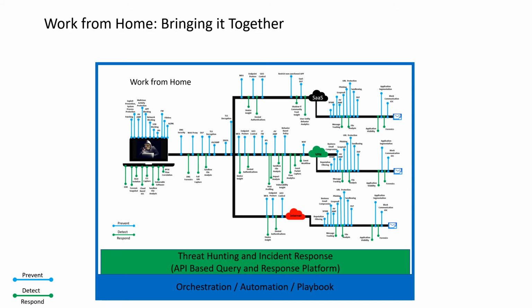The other element is orchestration, automation, and playbook. We need to automate a lot of the activities that our analysts or defenders are doing. And so, as an example, one could be phishing, right? A phish comes in, maybe a user submits it as suspect.